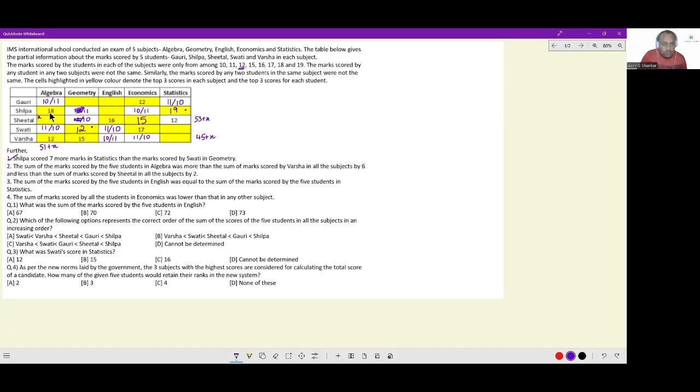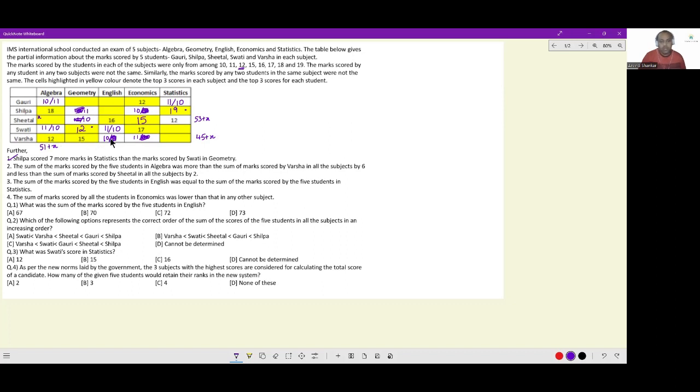Once this is 10, the score in geometry for Shilpa has to be 11. Once the score of Shilpa in geometry is 11, the score of Shilpa in economics has to be 10. Once the score of Shilpa in economics is 10, the score of Varsha in economics has to be 11. Then this score of Varsha in English has to be 10.